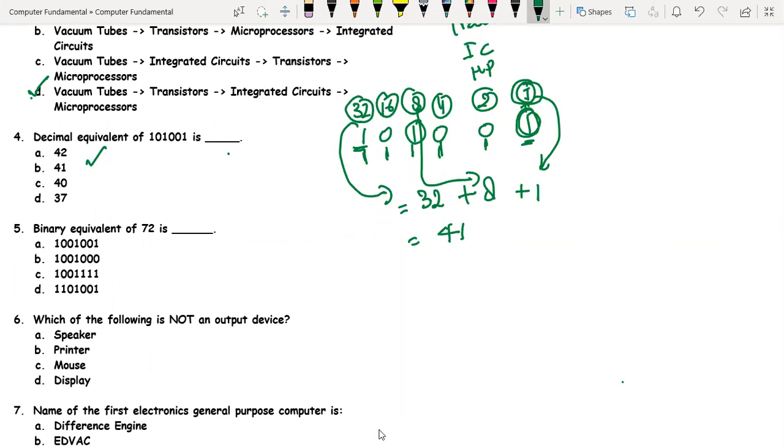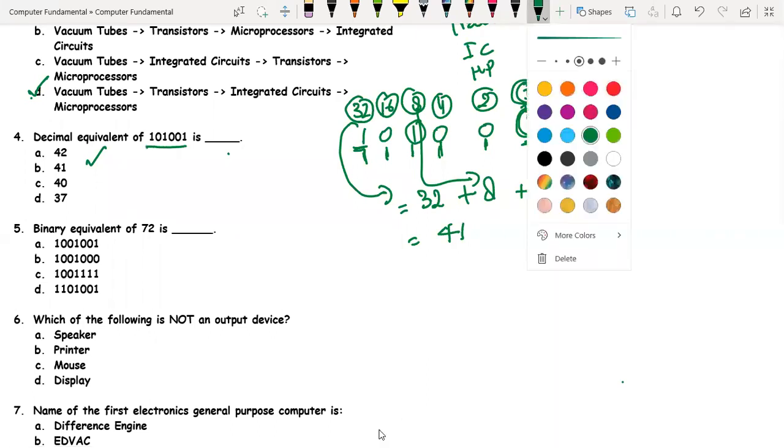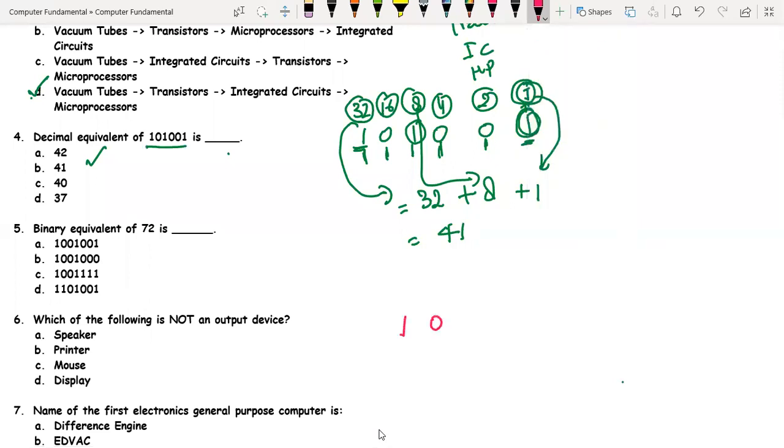Let me solve it again, since you were not able to see this. Let me change the color. You have to convert this number 1 0 1 0 0 1 in the binary system to the decimal system. The simplest way of doing this is: each place has its own value. This place has the value 1, this place 2, this place 4, this one 8, 16, and 32.